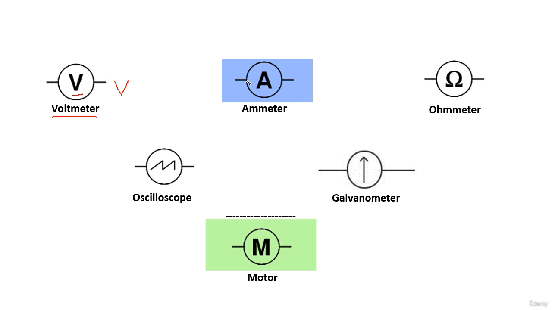This symbol is the ammeter. We use it to measure A, the current. So we use this to measure the current. For the ohm meter, this is the symbol of ohm. We use this to measure the resistor. Always ohm means resistor. So we use this device to measure the resistor.